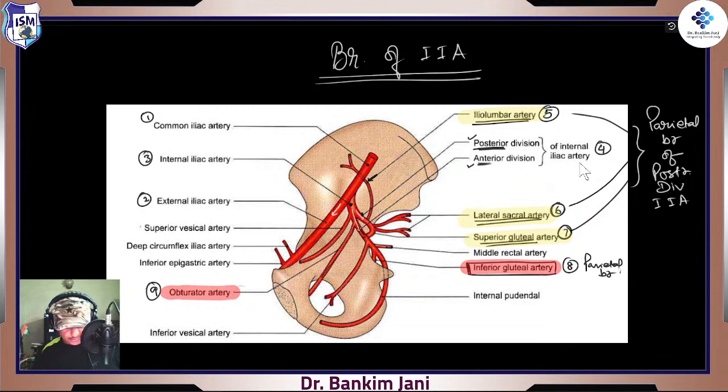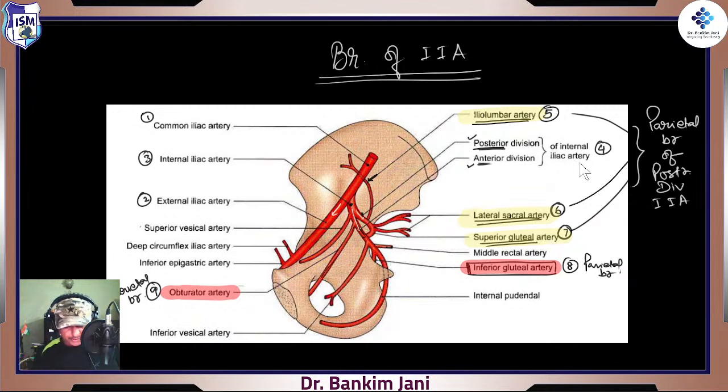Now see, these were the parietal branch, right? So that is also a parietal branch. Now all of them, they are visceral. Now when they are visceral, they automatically become pretty easy. So 9.